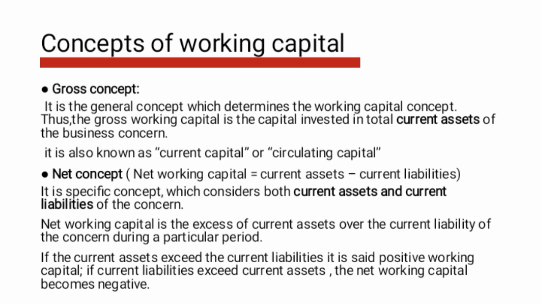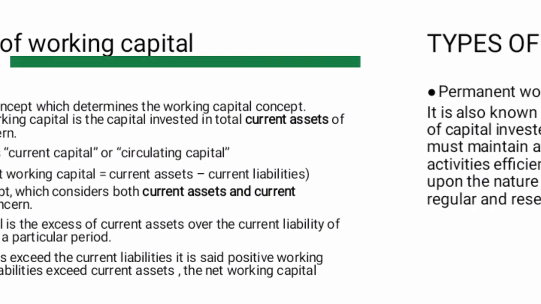The second one is net concept. It is a specific concept which considers both current assets and current liabilities of the concern. That is, net working capital is equal to current assets minus current liabilities. The net working capital is the excess of current assets over the current liabilities of the concern during a particular period. For example, if the current assets exceed the current liabilities, it is said to be positive working capital. If current liabilities exceed current assets, then the net working capital becomes negative. All organizations should have a positive working capital.